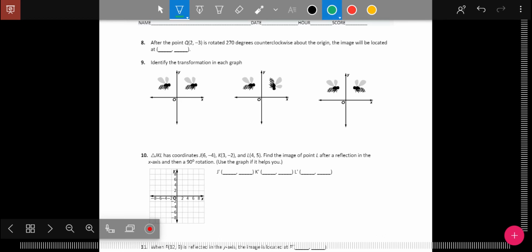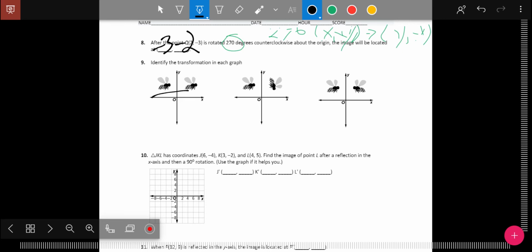For a 270-degree rotation, the 270-degree rule: (x, y) becomes (y, -x). And so with (2, -3), -3 now goes first. And so it'd be -3 here. It's just not showing up well. -3 here, and then -2 second.